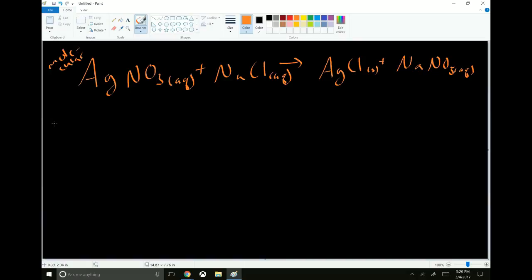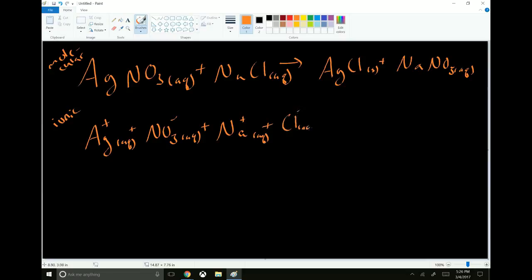So what we do next is we write out the ionic equation, in which we take every single aqueous compound and we break it apart into its ions. So silver 1+ aqueous plus nitrate 1- aqueous plus sodium 1+ aqueous plus chloride 1- aqueous goes to form silver chloride solid. It's solid, we don't break it apart. Plus sodium 1+ plus NO3 1-, both aqueous.